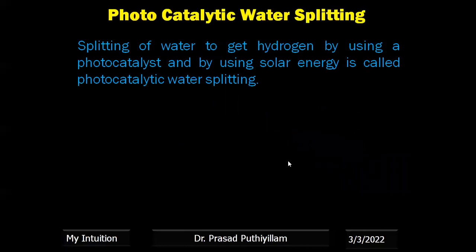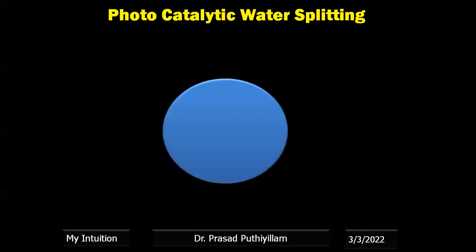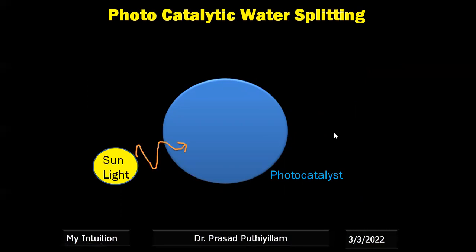In photocatalytic water splitting, the splitting of water to get hydrogen by using a photocatalyst and by using the solar energy, sunlight energy, is called photocatalytic water splitting. The process can be more efficient if the photocatalyst is directly suspended in water, so that the reaction takes place in one step. That means the photocatalyst is kept in water. So I am representing this as a photocatalyst. When sunlight falls on the photocatalyst, which is actually a semiconductor also, electrons will be excited. In the same way, holes also will be generated. The electrons are generated, holes also produced.